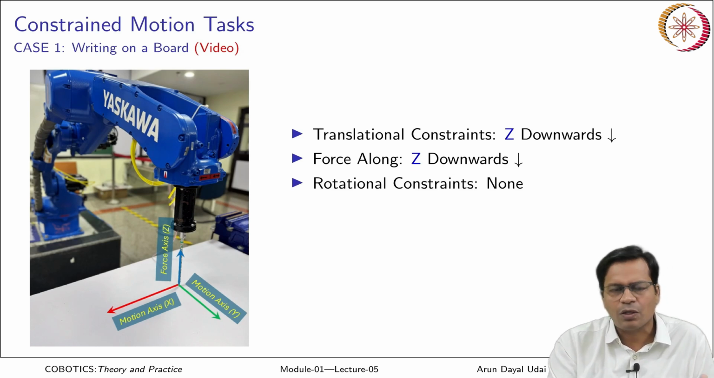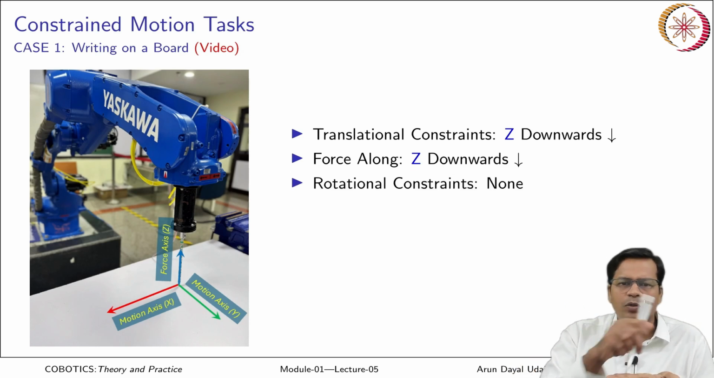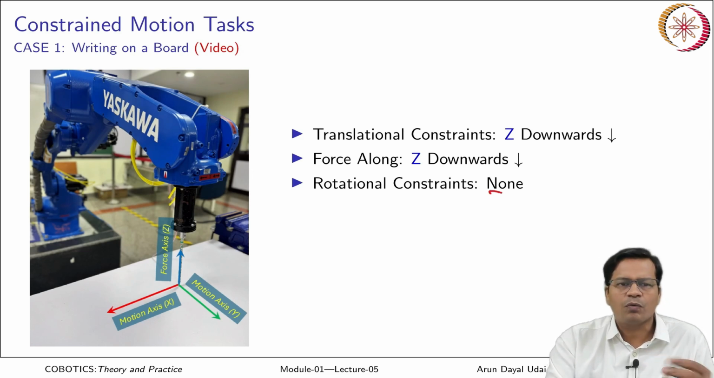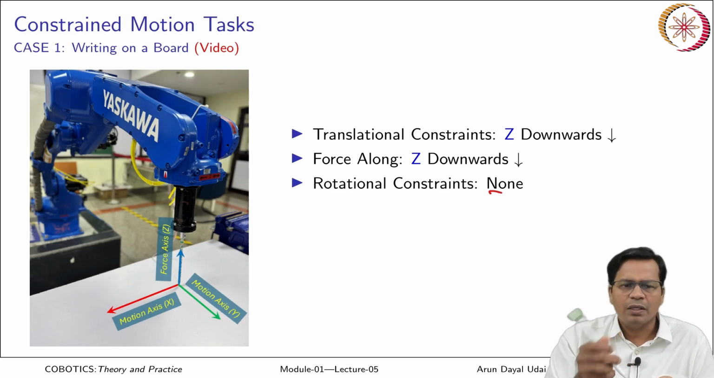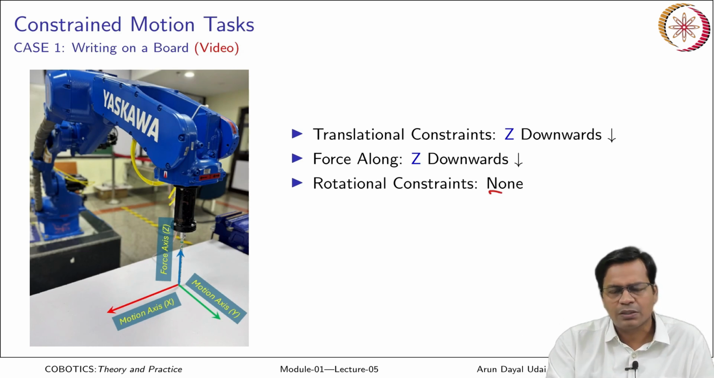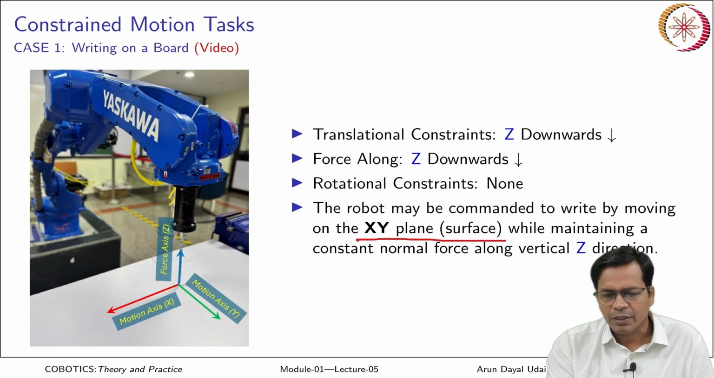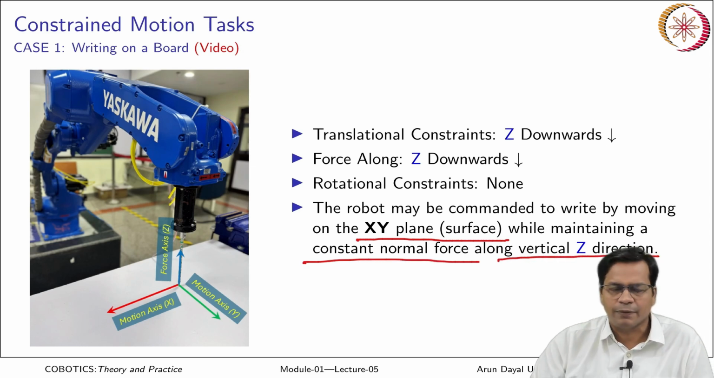Rotational constraints, there are none. It can rotate about any of its axes, it can roll, it can pitch, it can rotate about its own axis. So, there are no rotational constraints here, but once it has established its contact, this orientation change is not very much required. So, the robot may be commanded to write by moving on the xy plane, that is the surface, while maintaining a constant reaction force along the vertical z direction.